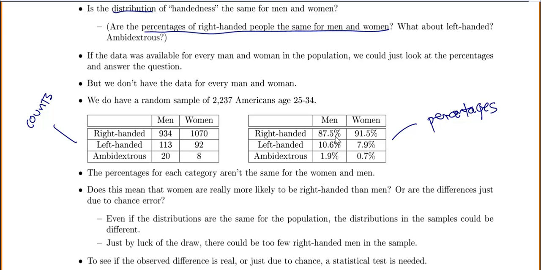Okay. Now, does that mean that women really are more likely to be right-handed than men in the entire population? Or are those differences just due to chance error? Because even if the distributions were the same for the populations, the distributions in the samples could still be different. Just by the luck of the draw, there could be too few right-handed men in the sample. And so to see if our observed difference is real, if gender really affects your handedness, or if it's just due to chance error, we need a statistical test.